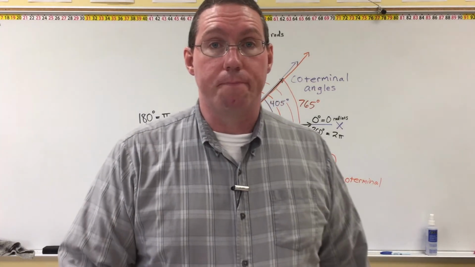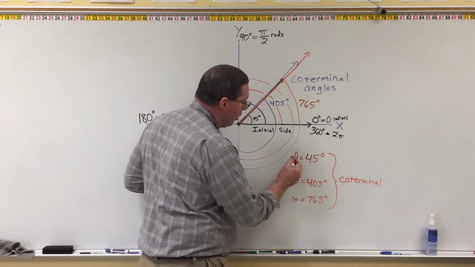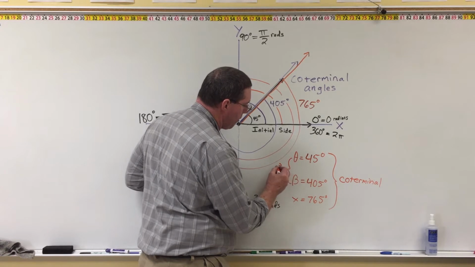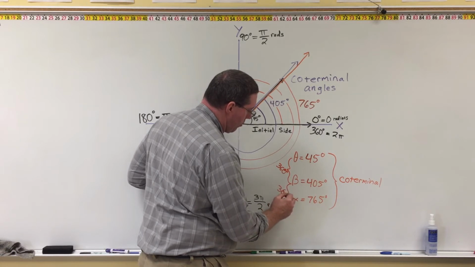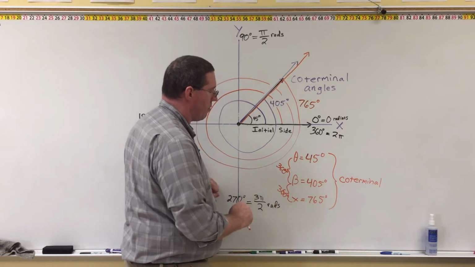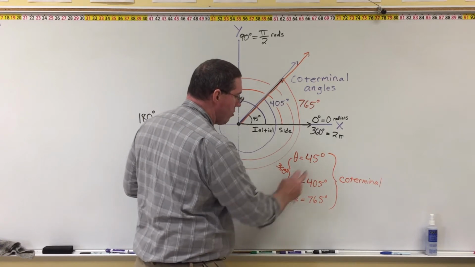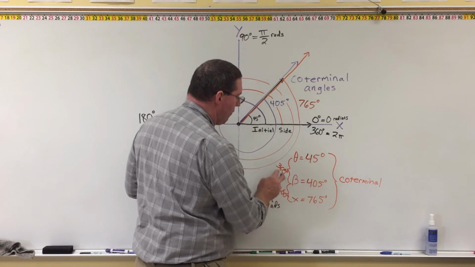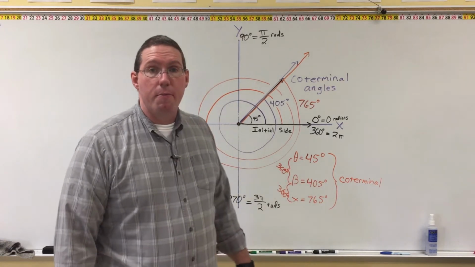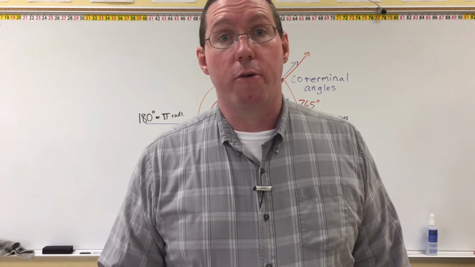I want to be able to give you an angle measure, and then you tell me a coterminal angle with that angle measure. And basically all you have to do is notice that the difference between coterminal angles is 360 degrees. The difference between 45 and 405 is 360 degrees. 405 minus 45 is 360. Also, 405 minus 360 equals 45. 765 minus 360 is 405. 405 minus 360 is 45 degrees. And so coterminal angles have a difference of 360 degrees from each other.